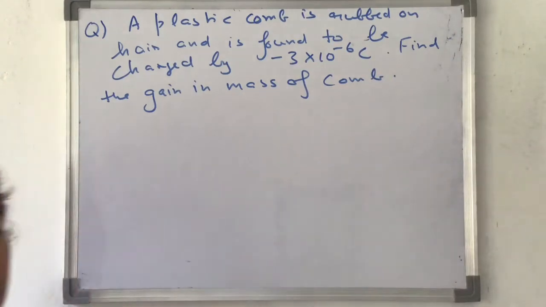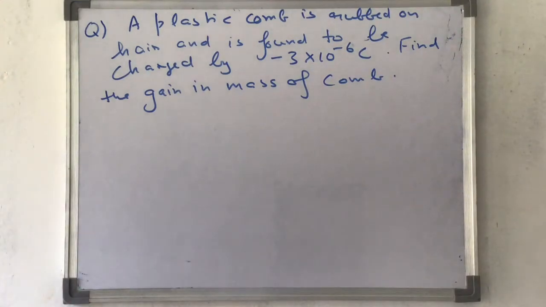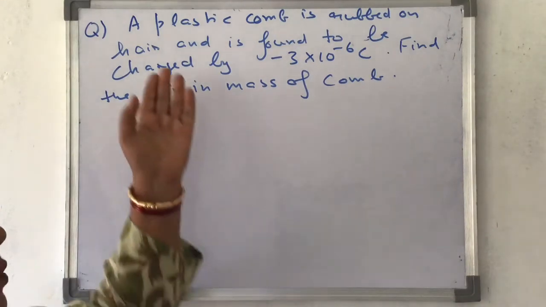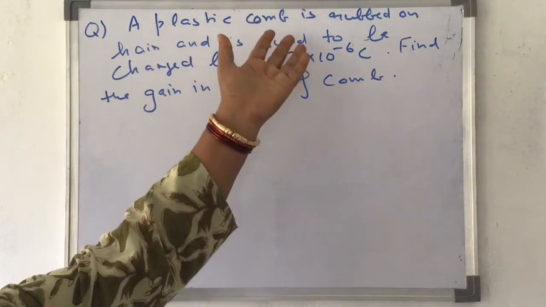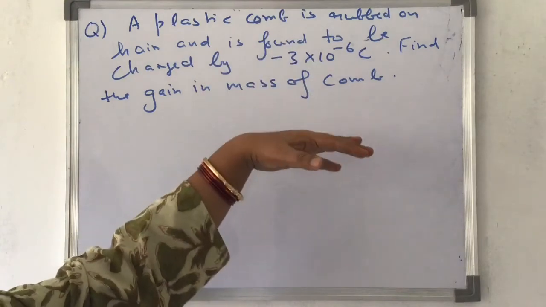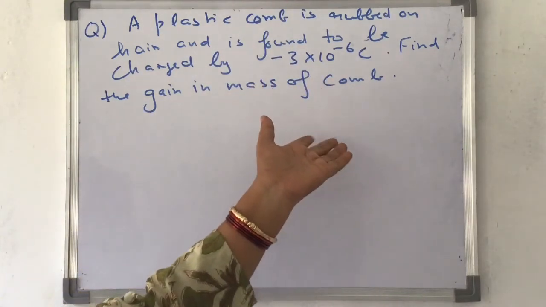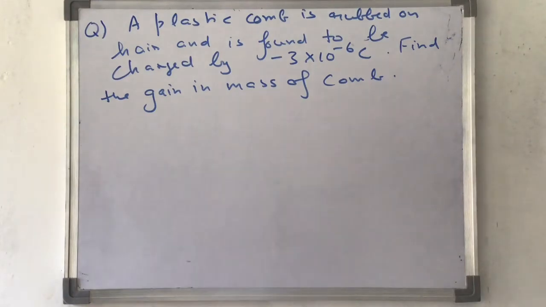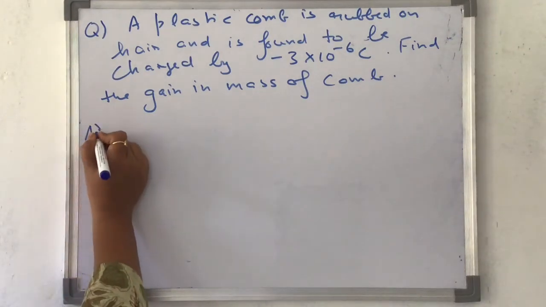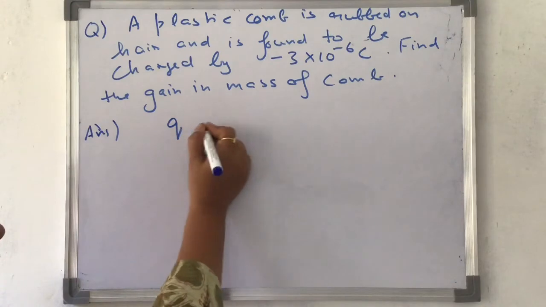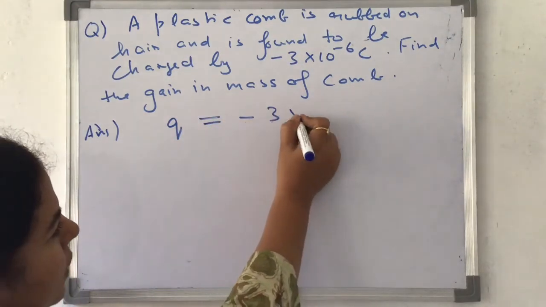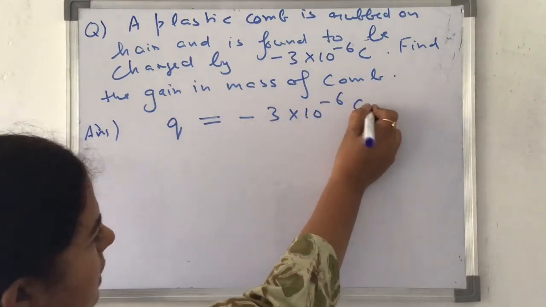It looks quite a bit weird. We talk about charges and then we talk about the mass. How is it related to each other? Because I'm talking about a plastic comb being rubbed on hair and getting negatively charged, but I'm asking what? Gain in mass of comb. Let's see what is asked here. What is the charge on the comb? The charge on the comb is minus 3 into 10 raised to minus 6 coulombs.